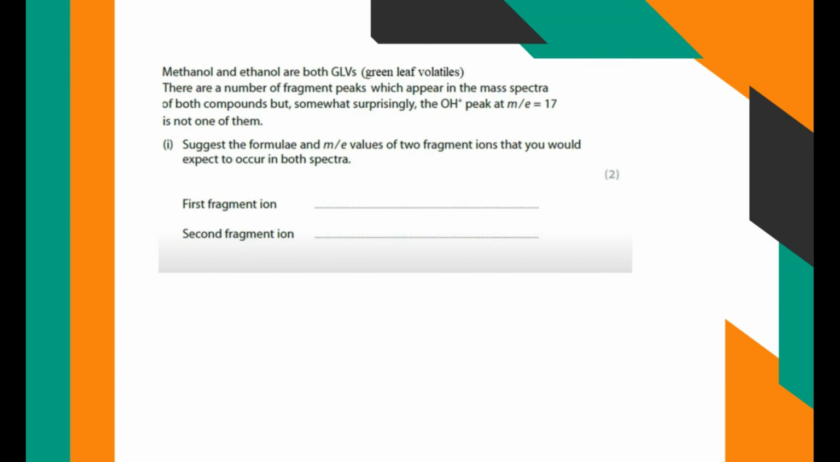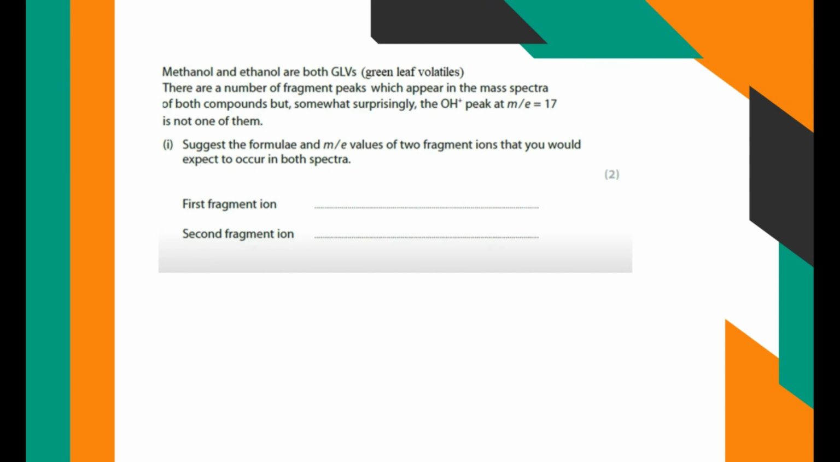Methanol and ethanol are both green leaf volatiles. There are a number of fragment peaks which appear in the mass spectra of both compounds, but somewhat surprisingly, the OH positive peak at mass to charge 17 is not one of them. Suggest the formula and mass to charge values of 2 fragment ions that you would expect to occur in both spectra.